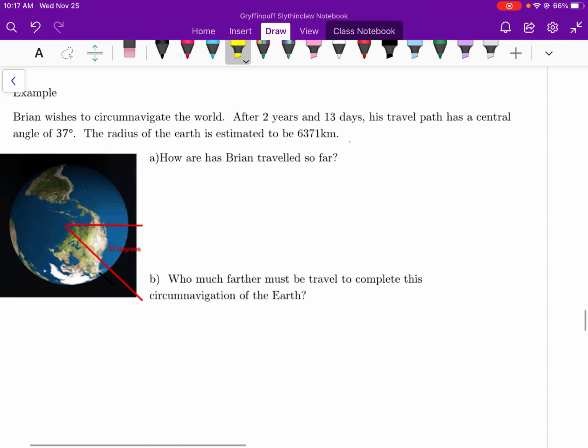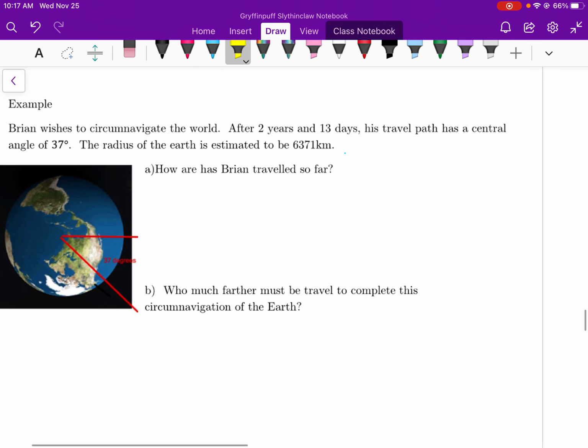Now, let's go over this example here. Brian wishes to circumnavigate the world. After 2 years, 13 days, his path has a central angle of 37 degrees. The radius of the Earth is estimated to be 6,371 kilometers. How far has Brian traveled so far? What does this mean on the picture? Well, the picture means here's Brian. He started maybe right here, and he's walked or sailed all the way over there.